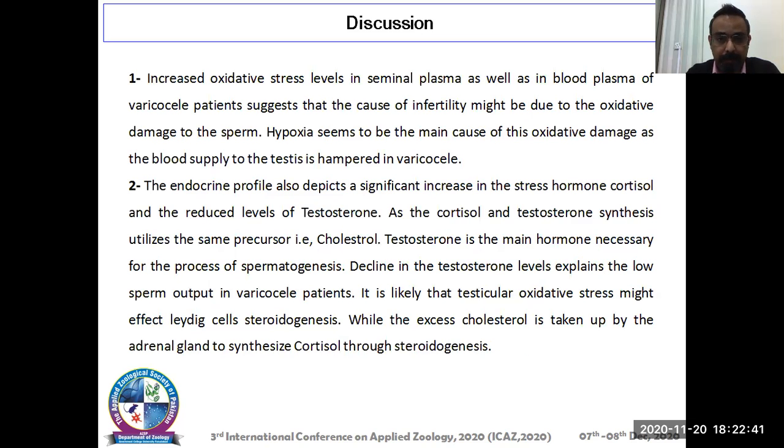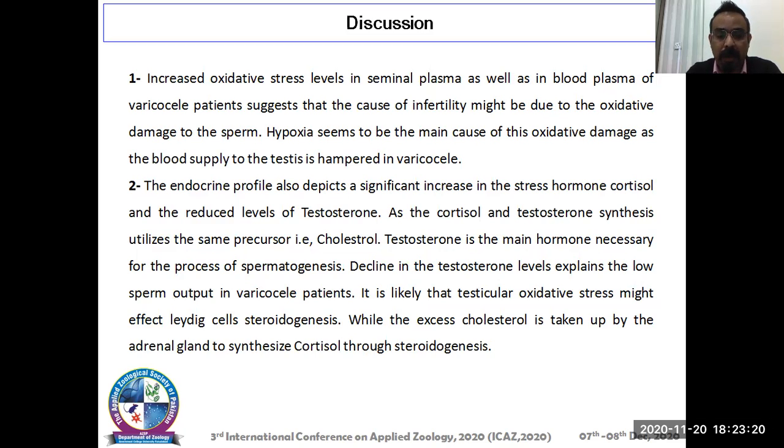So, with these results, we believe that the hypoxia seems to be the main cause of this oxidative damage, as the testicular tissue or the seminiferous tubules require a very high level of oxygen concentration, which is required for the spermatogenesis.